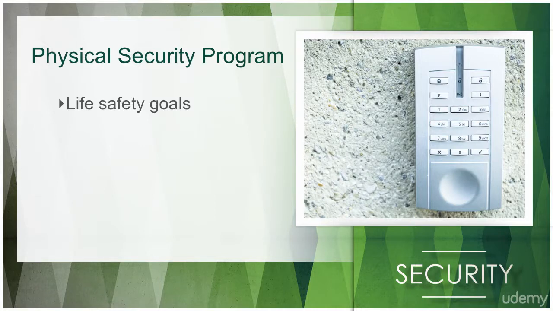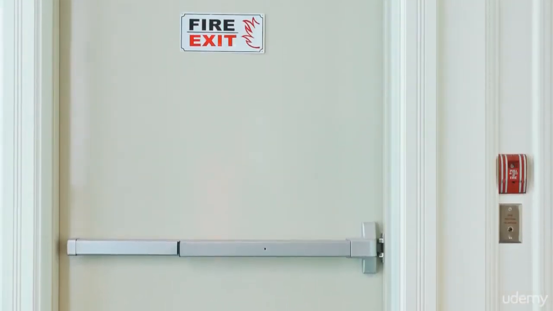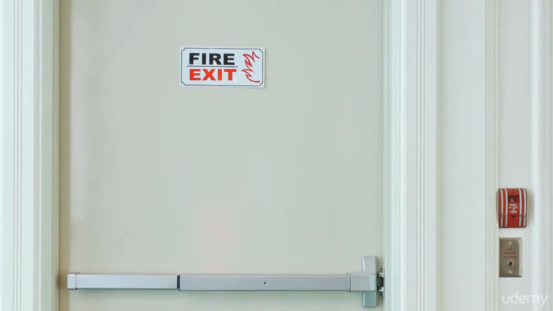When we think about physical security, the primary consideration should be life safety goals. Life safety means protecting human life as the first priority. When you have a good plan, you can balance life safety concerns and other security measures. For example, in the event of a fire, a door to prevent unauthorized physical intrusion should not prevent individuals from being able to escape.